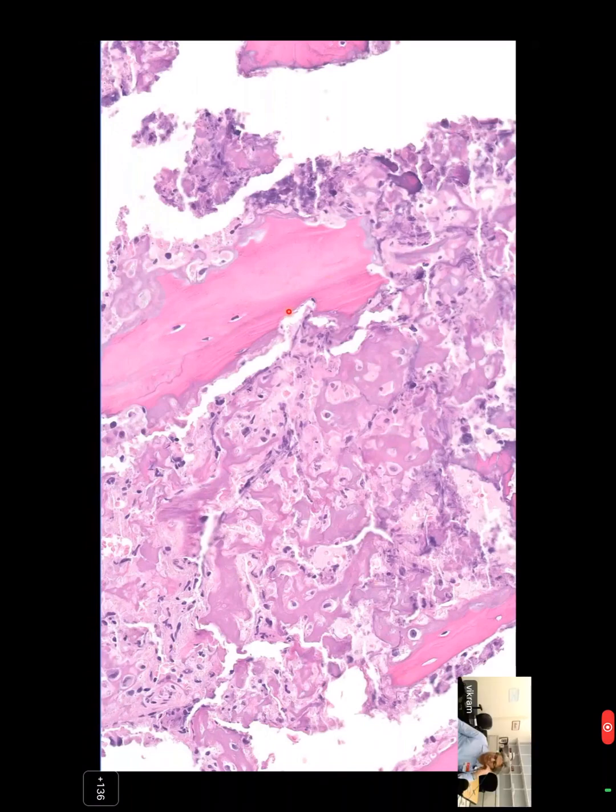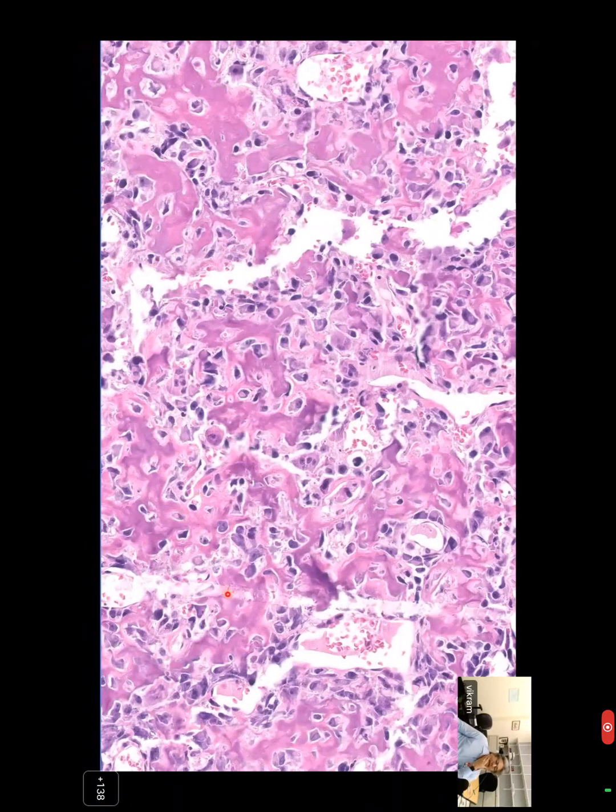Sir, there is lamellar bone on this side, and eosinophilic material in the background. Yes, there's lamellar bone here, and this is that eosinophilic material. Why do you think it's bone? Sir, there are many osteocytes in this part.